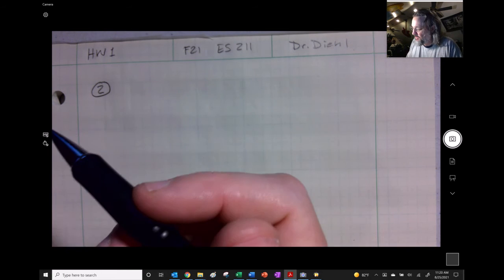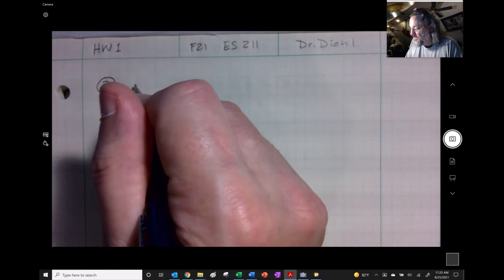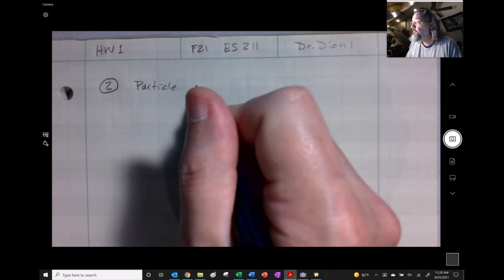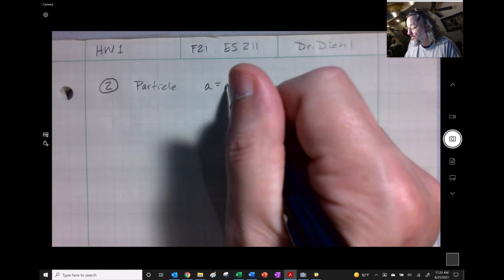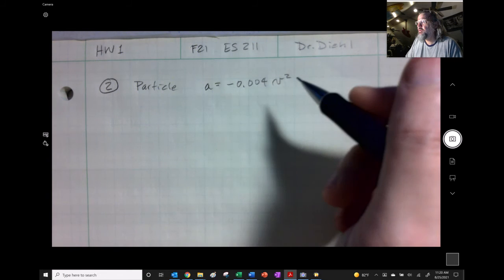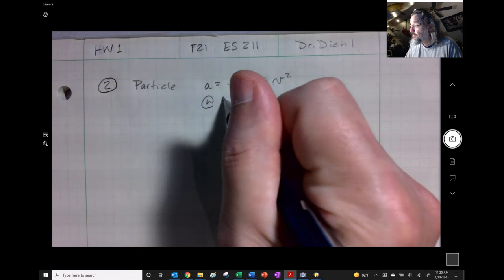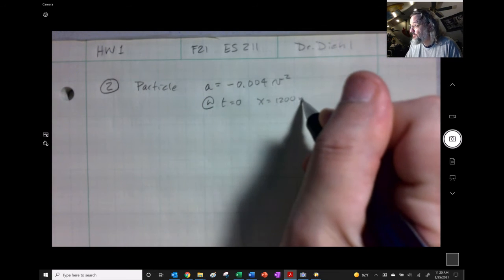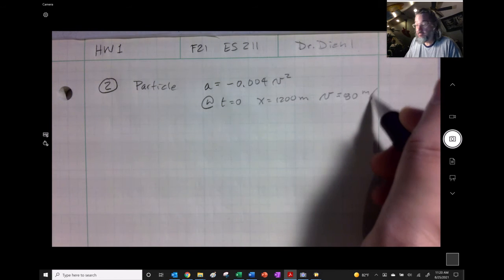So let's write down the preliminary stuff here. Okay, so I'll just write that as a particle. I think I spelled it right this time. And the acceleration is negative 0.004 v squared. And we also know that at t equals 0, x is equal to 1200 meters, and v is equal to 80 meters per second.